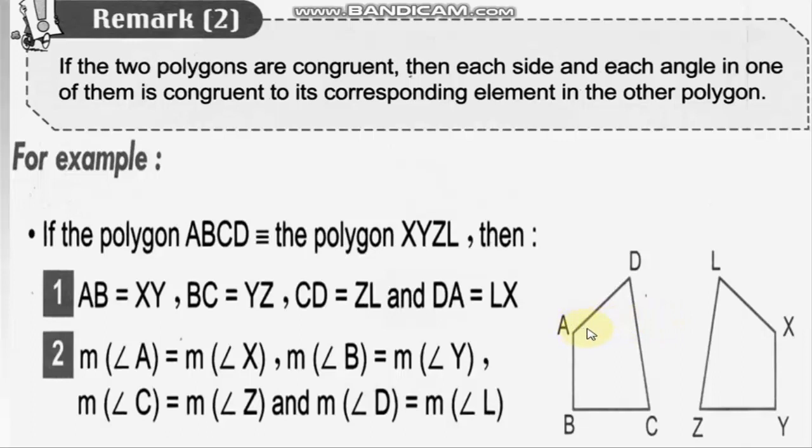Measure of angle A equals measure of angle X and measure of angle D equals measure of angle L and measure of angle B equals measure of angle Y and measure of angle C equals the measure of angle Z. Then the two polygons are congruent.